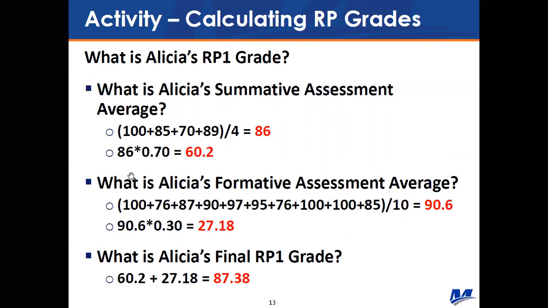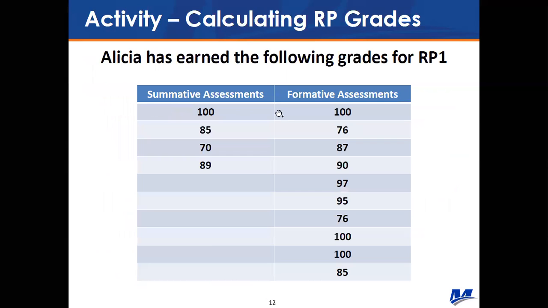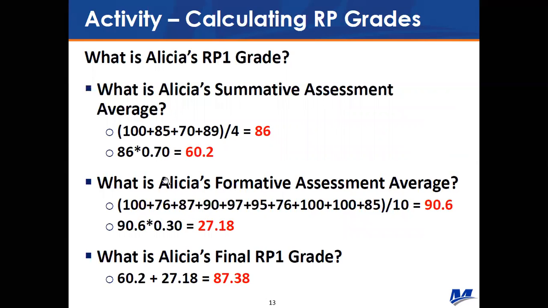What is Alicia's formative assessment average? Well, she had 10 formative assessment grades, right? So the more formative assessments you have, the lengthier this process becomes, but it's easy math. We take the 10 grades and add them up, then we divide next by the number of grades that she had, which was 10. We got the number 90.6. Not done yet though. We have to take the 90.6 and multiply that by 30%, also written as 0.30, and then we'll get 27.18. So we have her summative grade and her formative grade that we will then add together to get her overall RP1 grade.